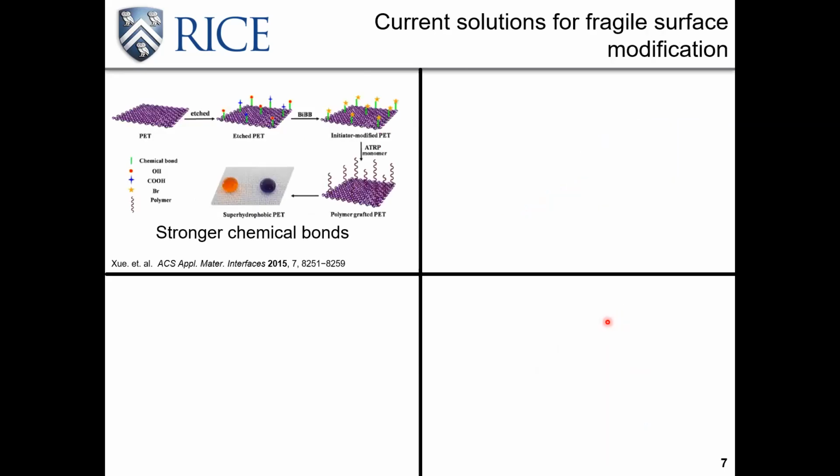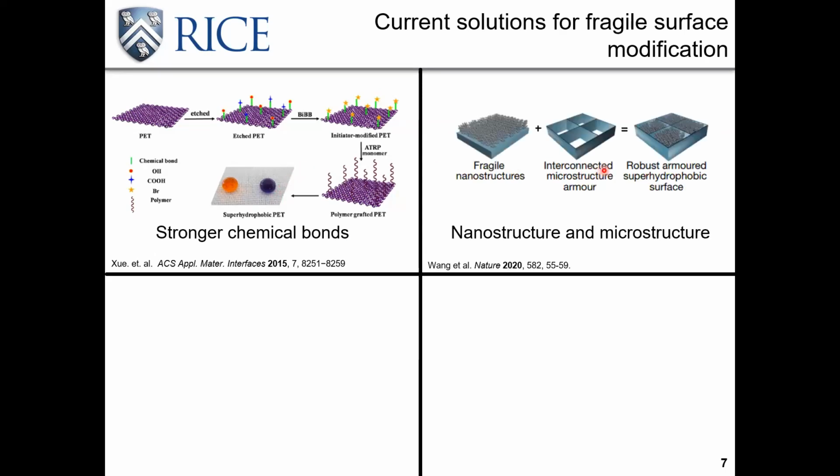To solve the stability problem, different strategies have been tried. Like in the first case of the time stability, a stronger chemical bond can be used to link the coating material and the substrate. This can decrease the mass loss and improve the time stability. For the case of mechanical stability, the nanostructure can be combined with a stronger microstructure to form a hierarchical structure. This structure is much more resistive to mechanical abrasion.